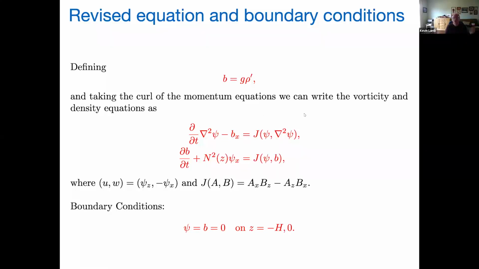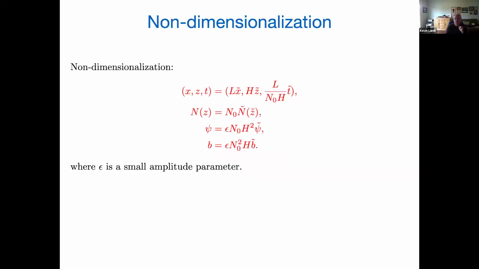And this is in terms of the stream function, psi. So u, w is psi z, minus psi x. And here J is the Jacobian. On the left-hand side, the N squared of z comes from the background stratification. And on the right-hand side, psi and b are both perturbation quantities. Okay, so boundary conditions: psi and b will be 0 at the top and bottom boundaries.